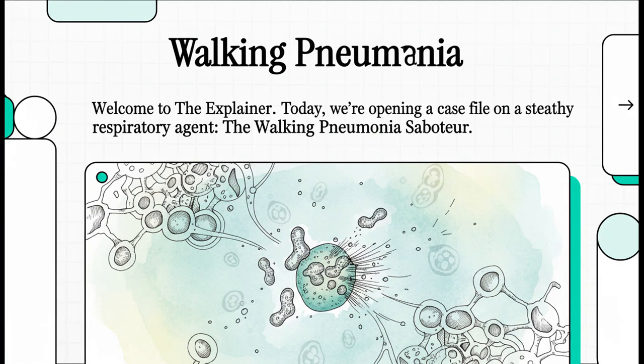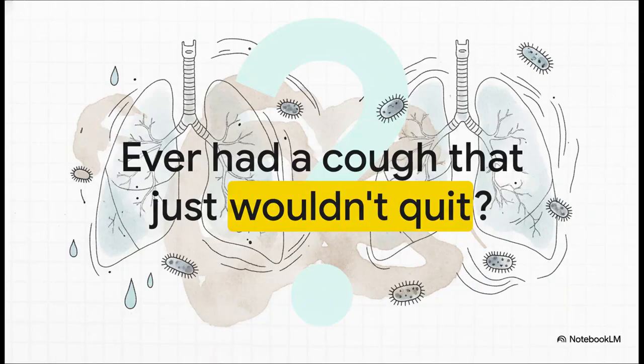Welcome to The Explainer. Today, we are cracking open a case file on a really sneaky respiratory agent. We're calling it the walking pneumonia saboteur. Come on, you know the one I'm talking about, right? That dry, nagging cough that just will not quit. It goes on for weeks. You feel kind of run down, but not really sick enough to stay in bed all day.